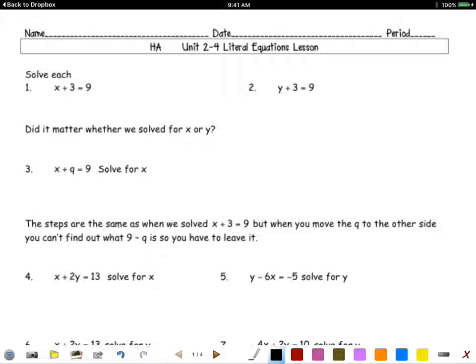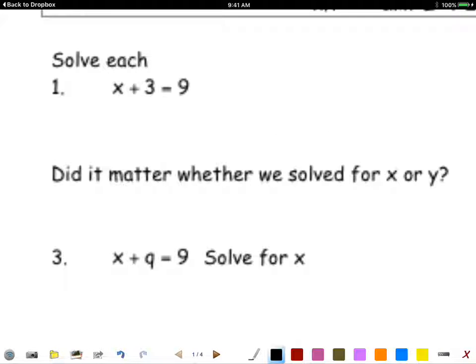Okay, today's lesson is called literal equations. So we're going to start by solving some really simple ones here in the beginning. These are actually normal equations where we just have one variable.